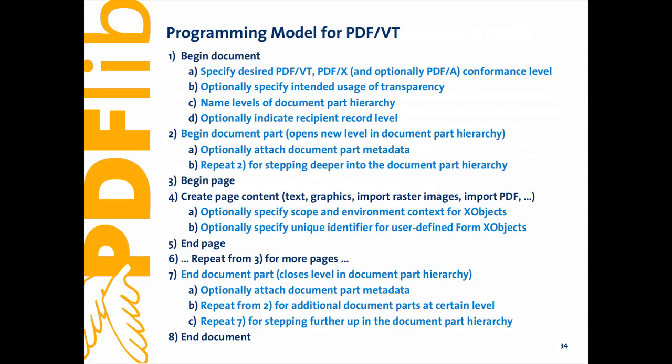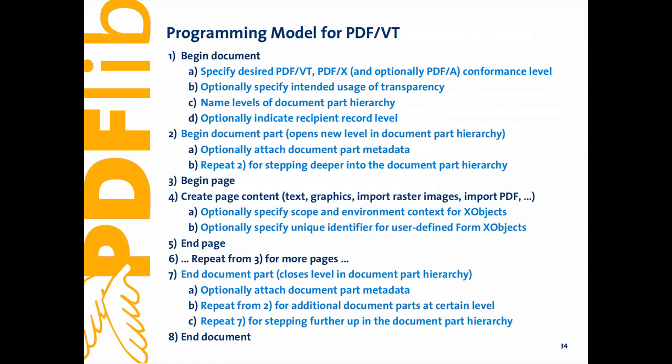You must provide the list of names of the levels in the document part hierarchy tree, and you can optionally indicate the recipient record level. Then comes the new API for creating document parts. You say begin document parts, which will open a new level in the document part hierarchy tree, and at the same time you can optionally attach document part metadata to the new node that is created by that API call.